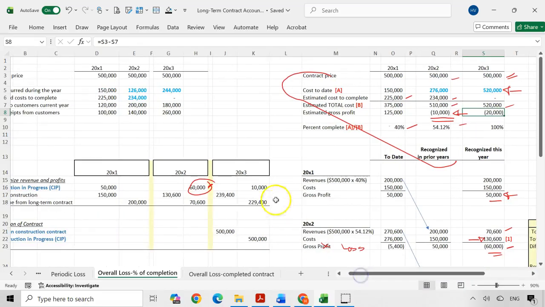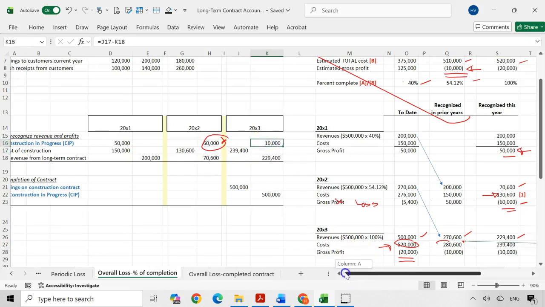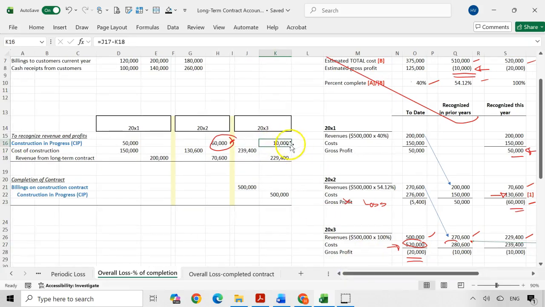Okay, so let's go and record year 3. Year 3, we should have revenue of $229,400, a credit. Our costs for the project, costs of construction, is a debit for $239,400, and then we have a credit, which is a plug, to construction in progress for $10,000.